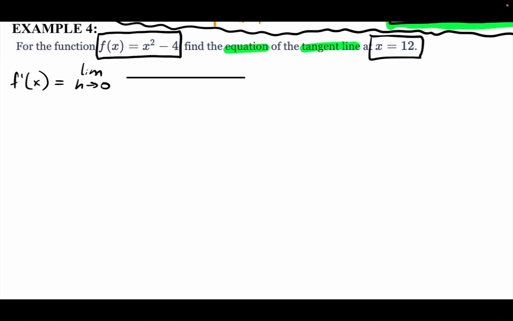Okay, so we have h on the bottom. If we're using the definition, h is always on the bottom. And then where do we start here? The original, yeah, put that there. I'm going to put it in parentheses since it's a binomial, and I'm subtracting both of them. I'm not just subtracting x squared, I'm subtracting x squared and negative 4. Now, how do I build f of x plus h? Plug in x plus h where x is. It's only in one spot. So that's going to get parentheses. x plus h squared minus 4.